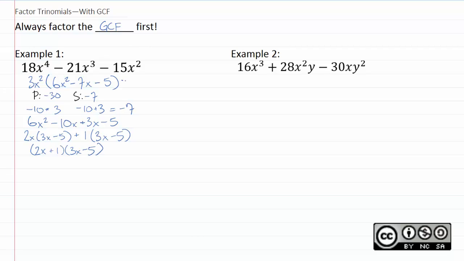And now, to cap this whole thing off, I'm just going to write 3x squared, and then I'm going to put 2x plus 1 times 3x minus 5. And this is actually our final answer right there.